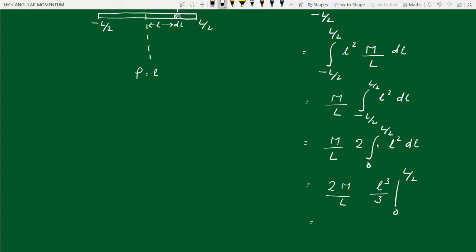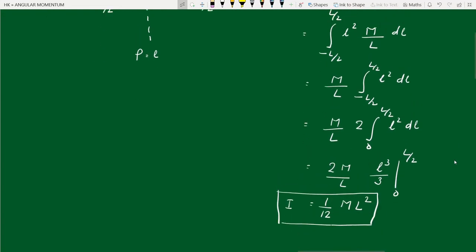what you get is, instead of small l, if you substitute capital L by 2, you get L cube by 8. So in the denominator you have L cube by 8, and in the denominator we have 24. 2 will cancel with 24, so you have 1 by 12 capital M. L and L cube will cancel, so we have L square. So the moment of inertia of a thin rod about a perpendicular axis passing through its center is 1 by 12 ml square.